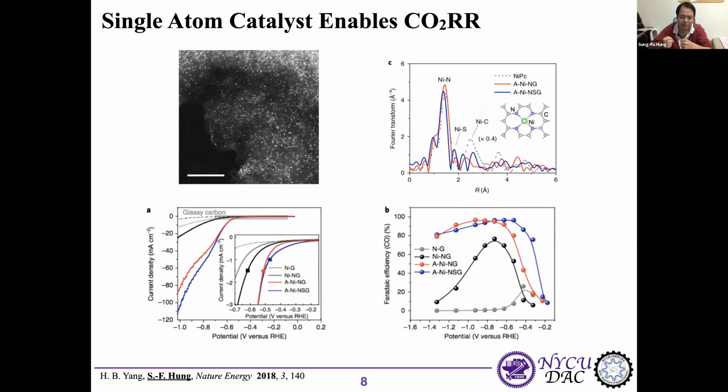Which means that some conditions will only form a coordination number of 2, some will create a coordination number of 3, and some will create 4. So I think when we carefully tune the conditions, we can tune the coordination number. But I think the current sample cannot be 4. It is not allowed to be 4.